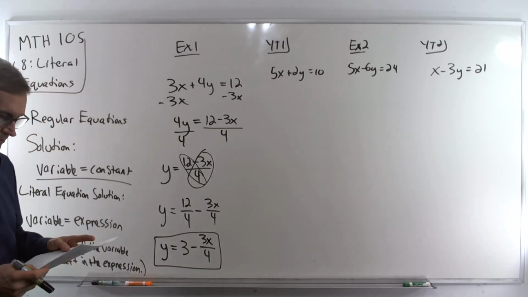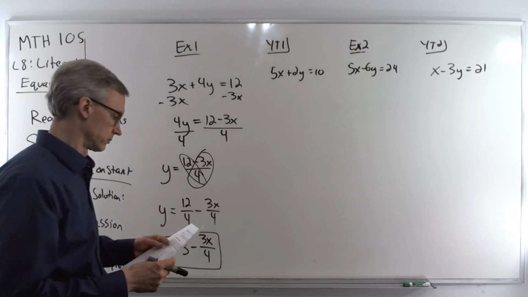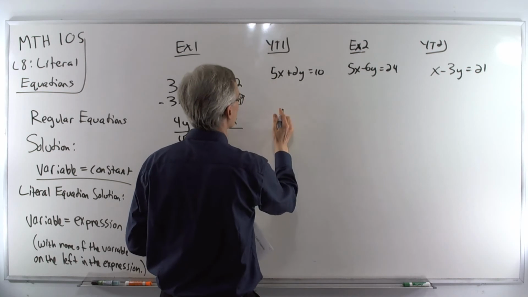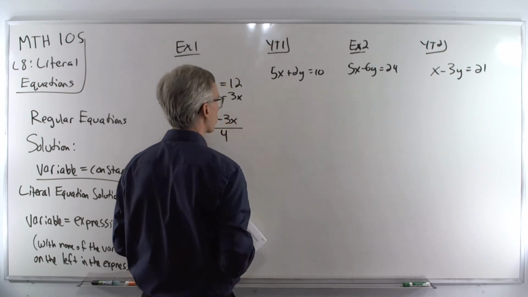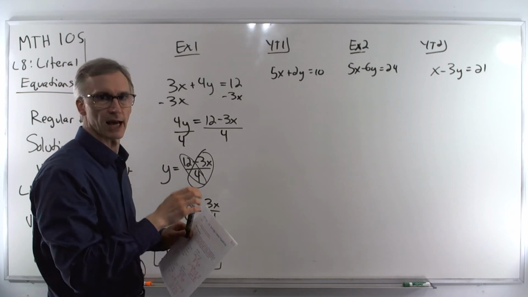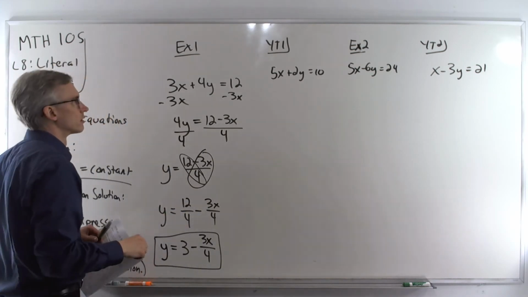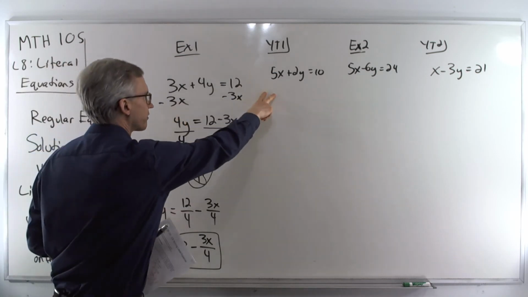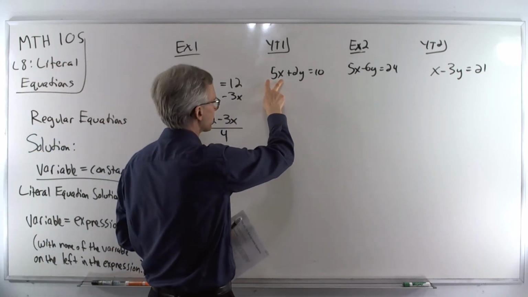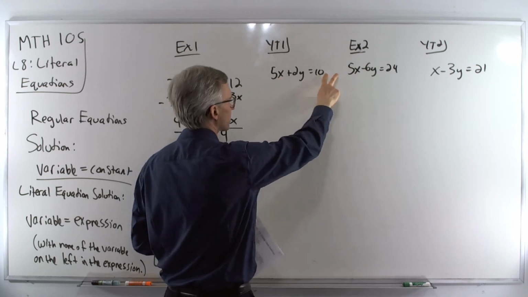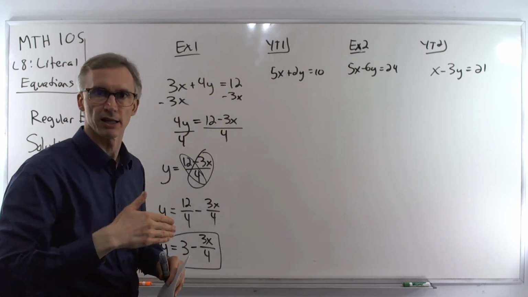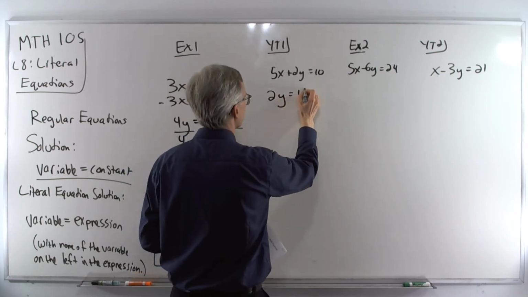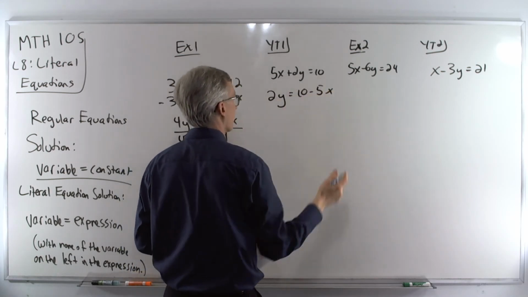Your turn, number 1. And again, we're solving for y. Now, a shortcut we can use when moving terms from one side to the other: we're subtracting 3x from both sides, that gets rid of it on this side. So what actually happens is the 5x moves to the other side and it changes the sign. It goes from positive to negative. So there's a little shortcut we can use here. So 2y equals 10 minus 5x.